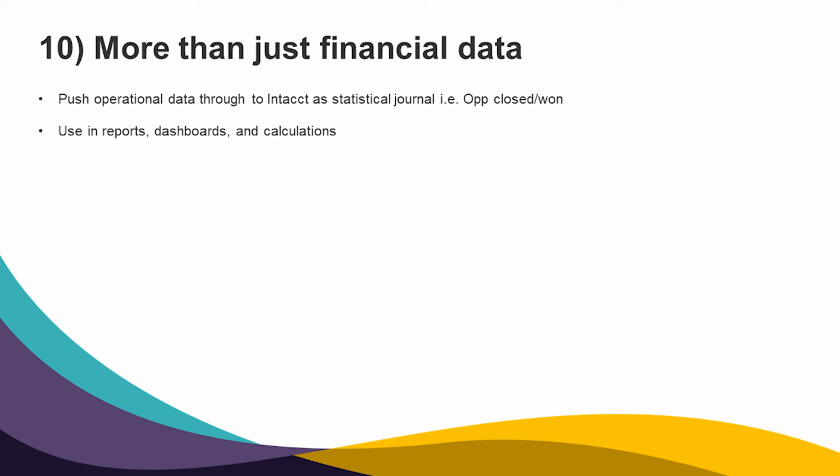And last but not least, which was released in 2021, is the statistic journal integration. From an opportunity, when you push that opportunity and transaction through, you can link in statistical information. For instance, you can pull through opportunities won and opportunities lost as part of your reporting and dashboards in Sage Intacct. So the capabilities of the system and what you can do with it is incredibly powerful, and that is just what is available now.